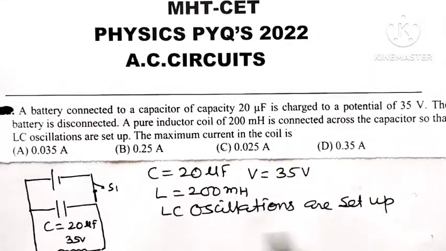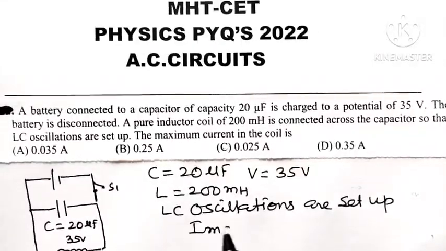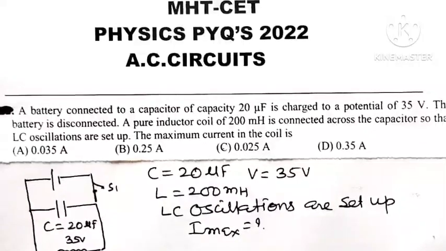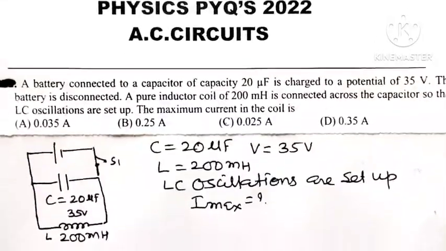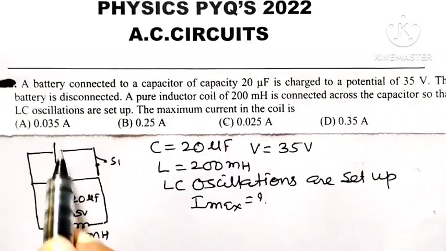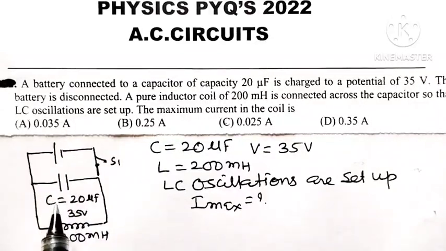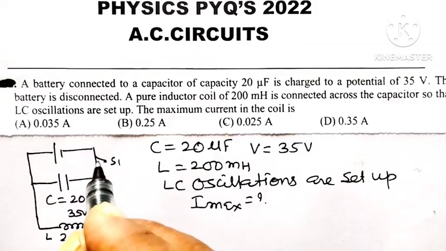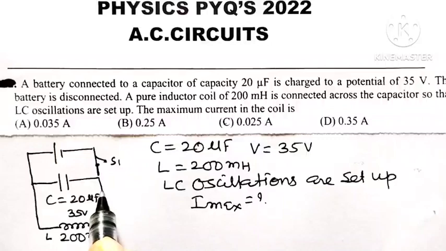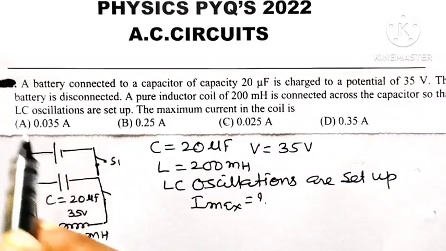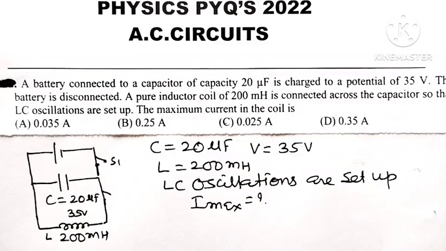Then what we have to find? The maximum current in this circuit is... Remember, here we have a capacitor of 20 microfarad. First it is connected across a battery and charged till the potential difference across the capacitor becomes 35 volt, and then it is disconnected and connected across an inductor. When it is connected across the inductor, LC oscillations are set up.